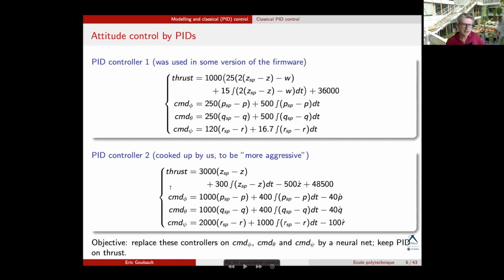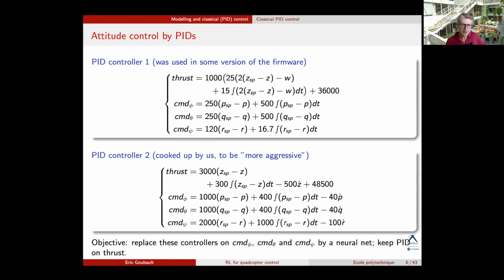Okay, so we actually compared our training to two different PID controllers. The first one was used at some point in some version of the firmware on the Crazyflie. And the second one was actually cooked up by us. It's a bit less stable, but then it's more aggressive because this one is pretty slow and we were too good somehow with respect to this slow PID. So we wanted to show what we could do with an almost unstable PID, but very aggressive one, and compare the performance between these controllers.